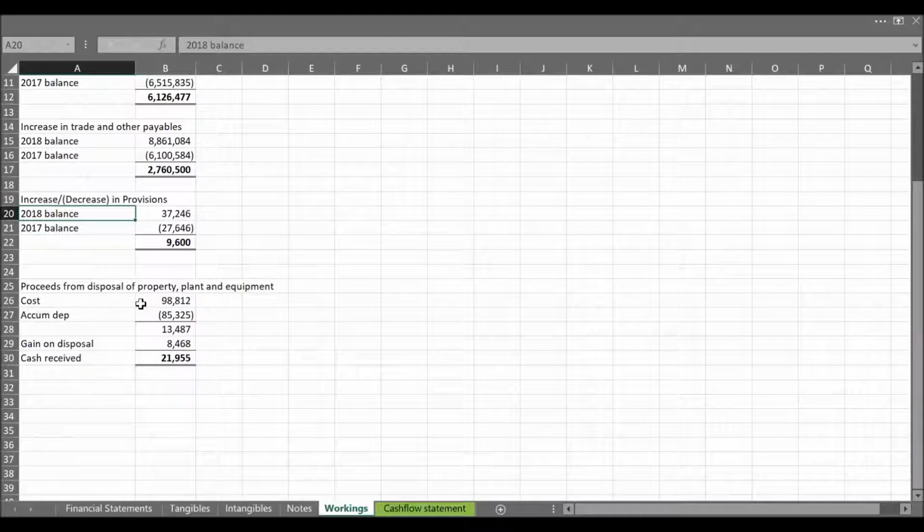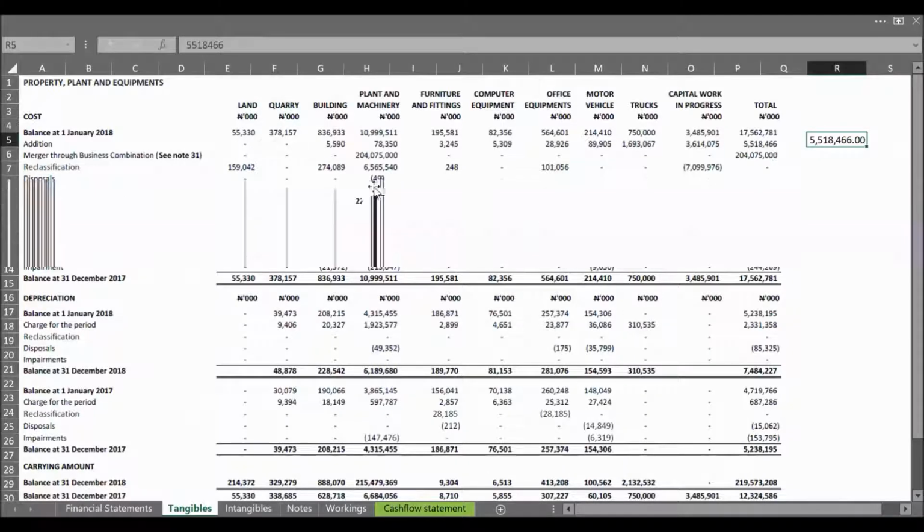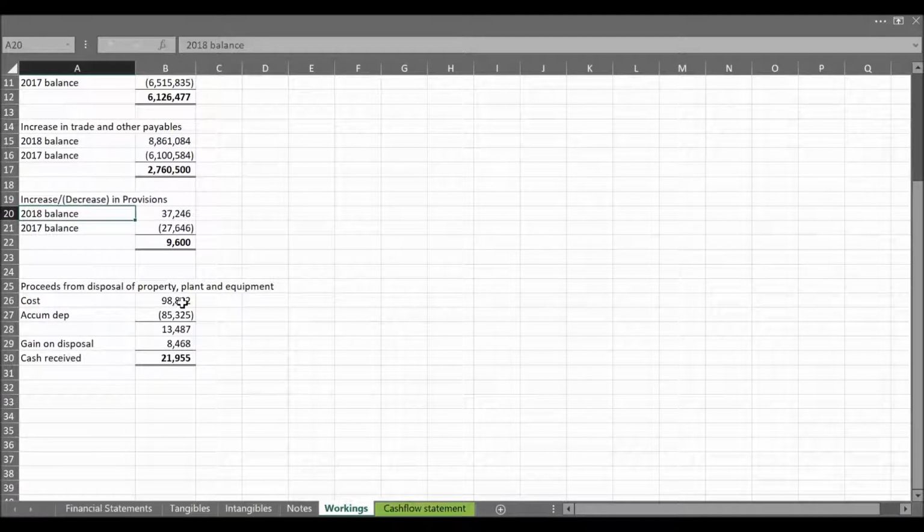So note that the cost for disposal and the accumulated depreciation on disposal can be gotten from the fixed asset schedule. Like the cost is 98,812. So under the cost, you come to disposals and you see 98,812 as the cost of items disposed. Then for accumulated depreciation on the items disposed, you come to the depreciation section, you see disposals and you see 85,325. So that is what we have here, the cost and the accumulated depreciation on items that were disposed.